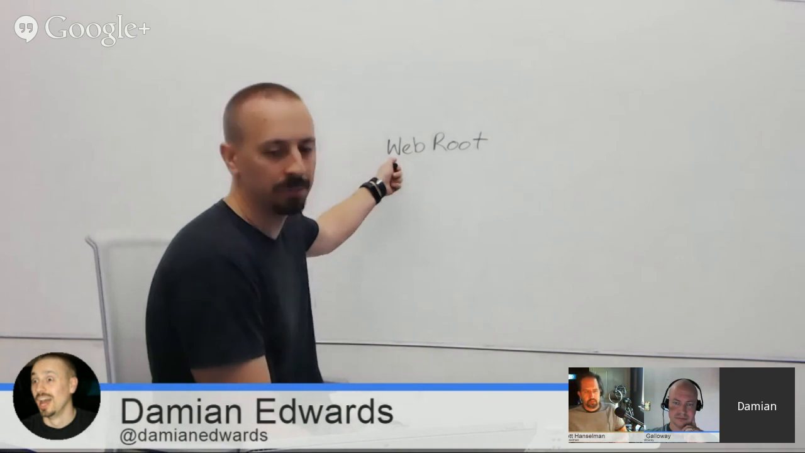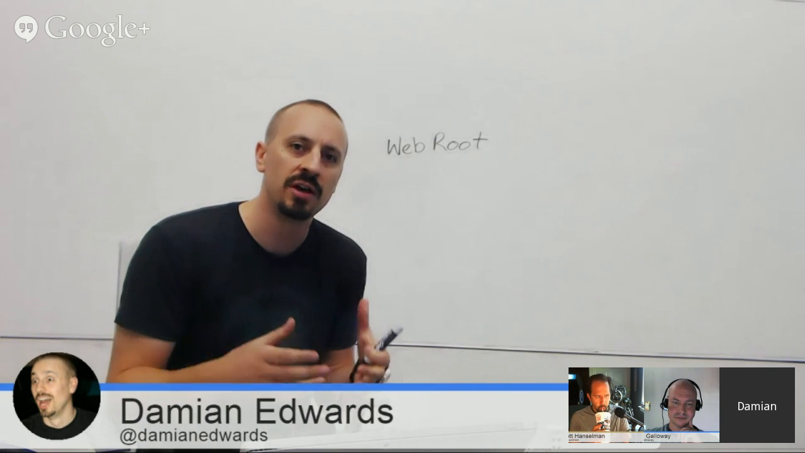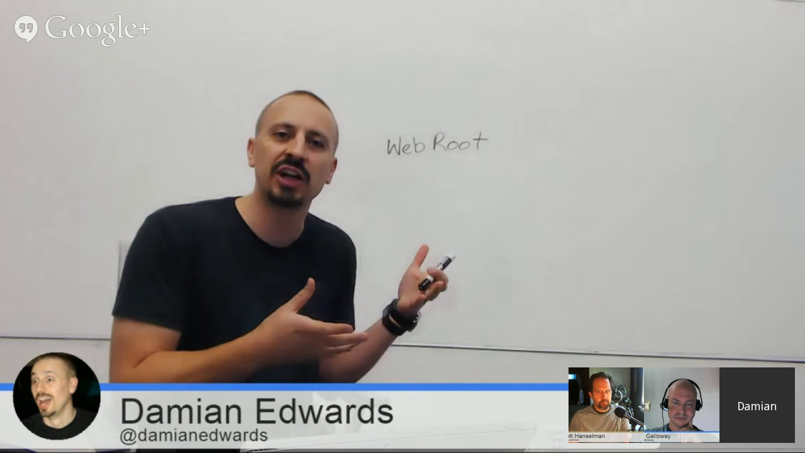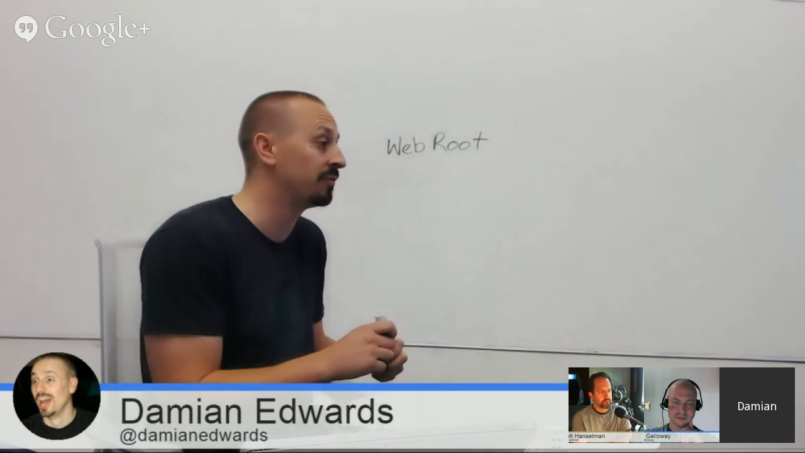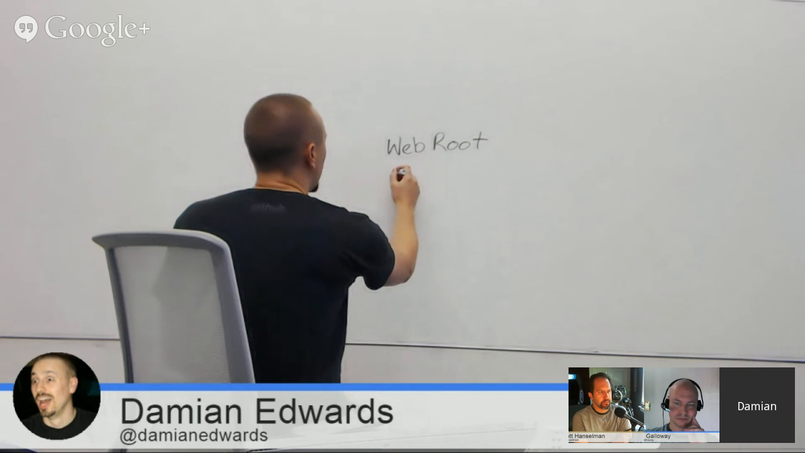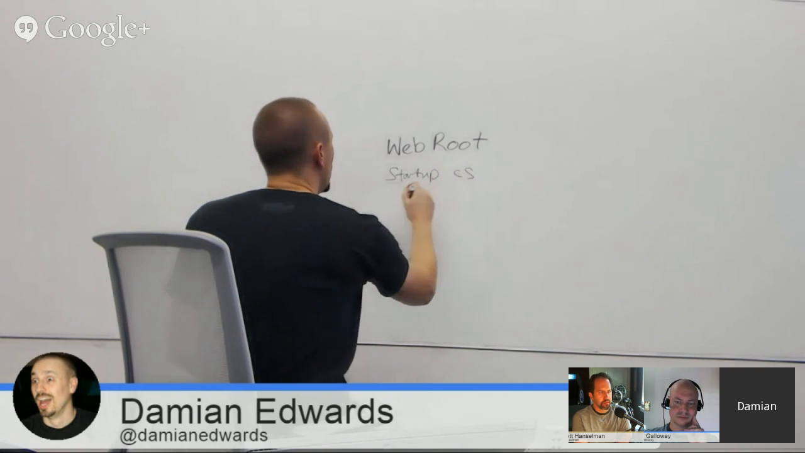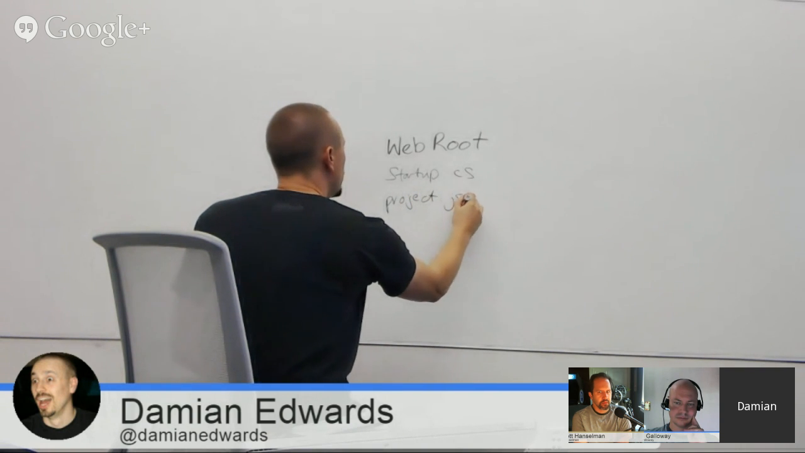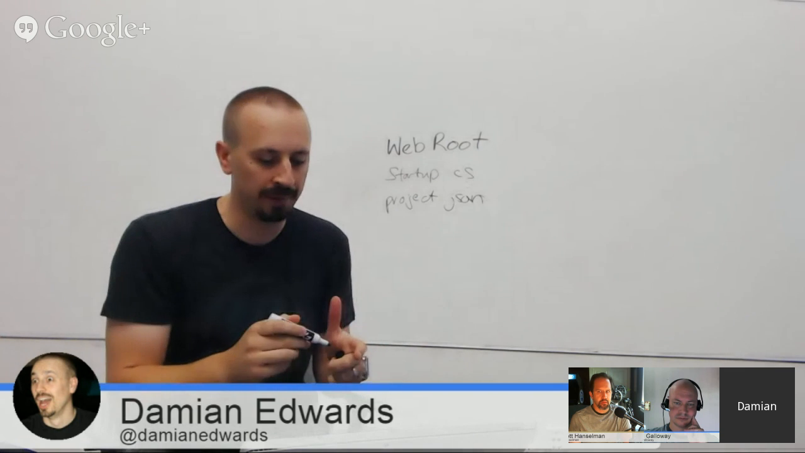So they have this concept of webroot. So rather than your application root, the folder that contains your application files, your code, your configuration files, in the case of ASP.NET vNext, that would be something like your startup.cs and your project.json. This is the root of your application. This folder that you're in is the root, right?